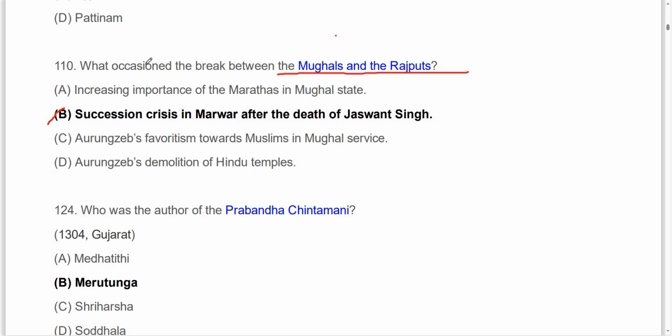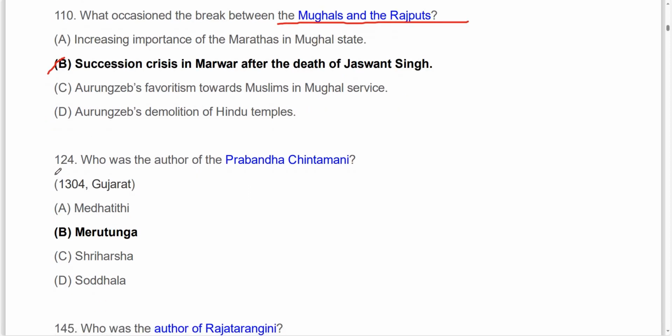So basically, what was the reason that eventually brought about a stalemate and a schism between the Mughals and the Rajputs? The succession crisis in Marwar after the death of Jaswant Singh. That brought about a schism between the Mughals and the Rajputs.